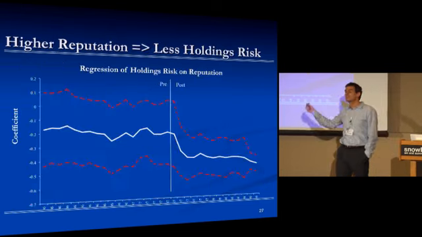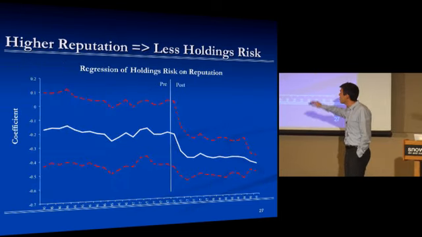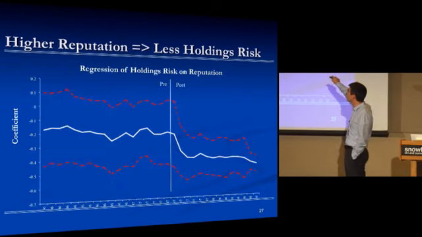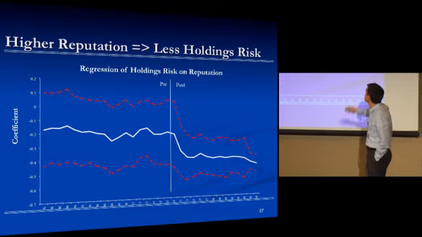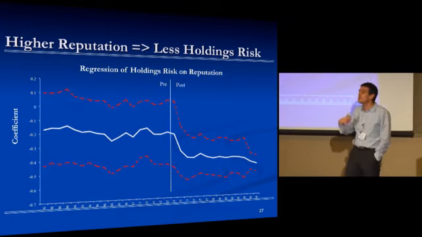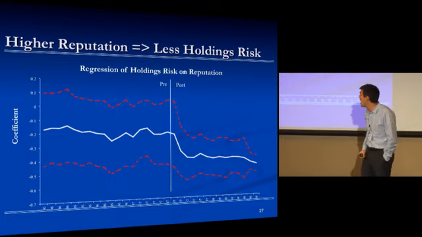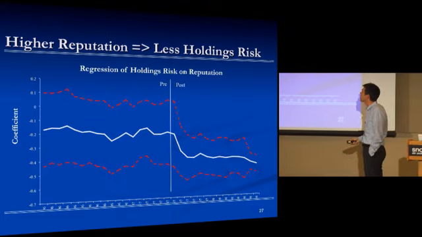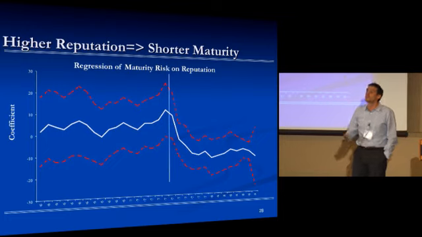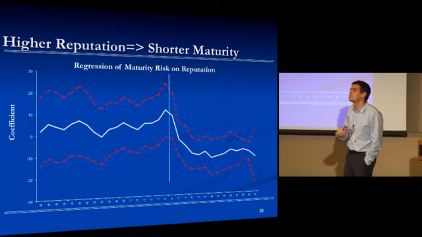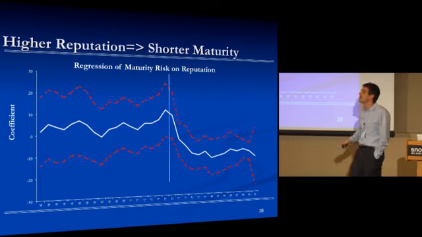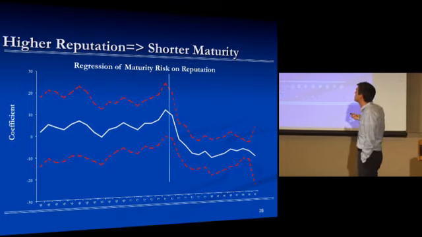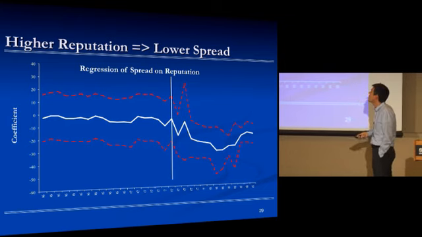And just to show you this in terms of pictures, the parallel trend assumption seems to hold, and then really in August 2007, you see that if a fund had higher reputation, they reduced risk-taking. That means in terms of the holdings risk, they really reduced the holdings of risky assets relative to funds with a low reputation. You find a similar result if you look at maturity. The funds with high reputation actively reduce the maturity relative to funds with a low reputation. And you find a similar result if you look at spreads.